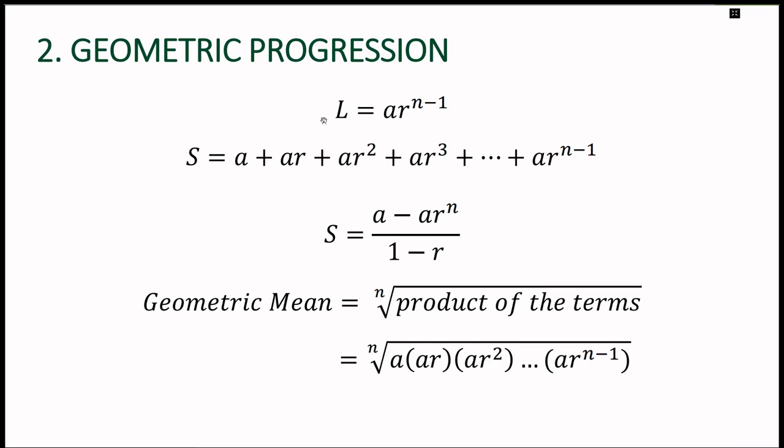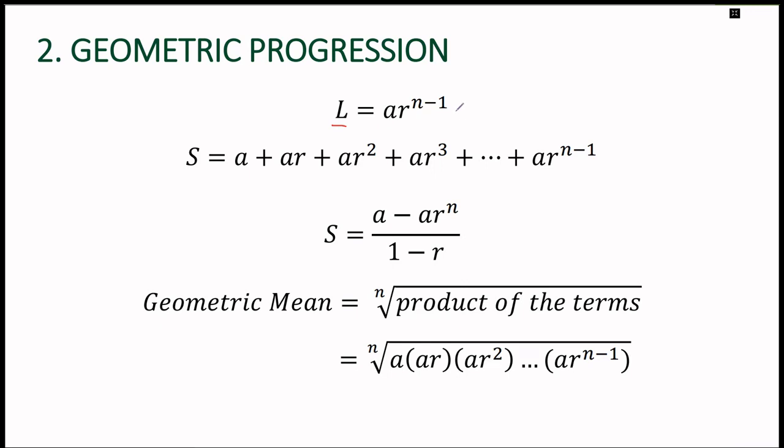If we are looking for the last number, we multiply the first number by the common ratio raised to the power of n minus 1.